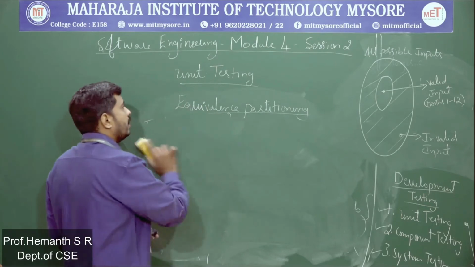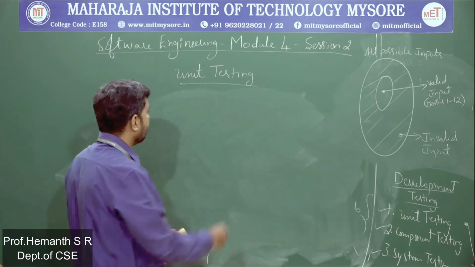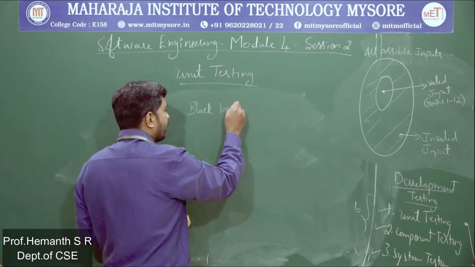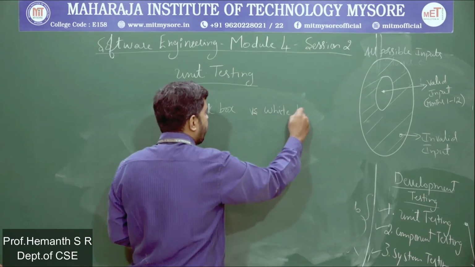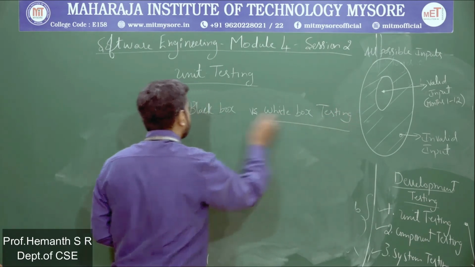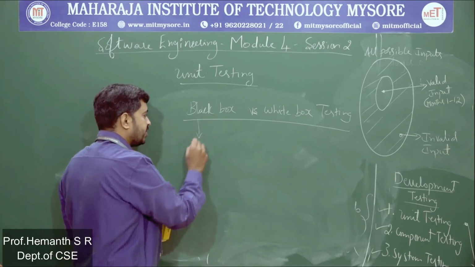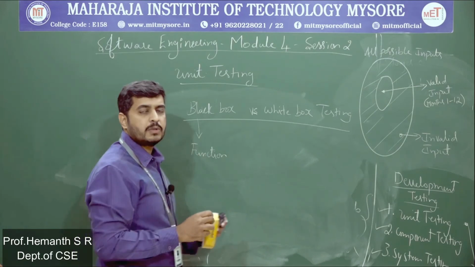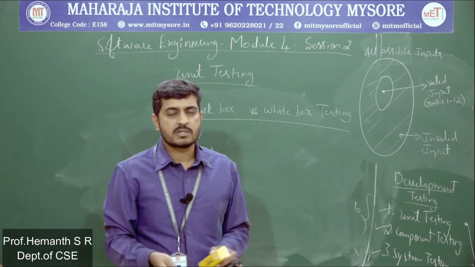The next concept under unit testing is black box and white box testing. We will try to understand what is black box and what is white box testing. So what is black box? Black box is basically functionality. It is more concerned about the functionality of that particular unit, component or system.